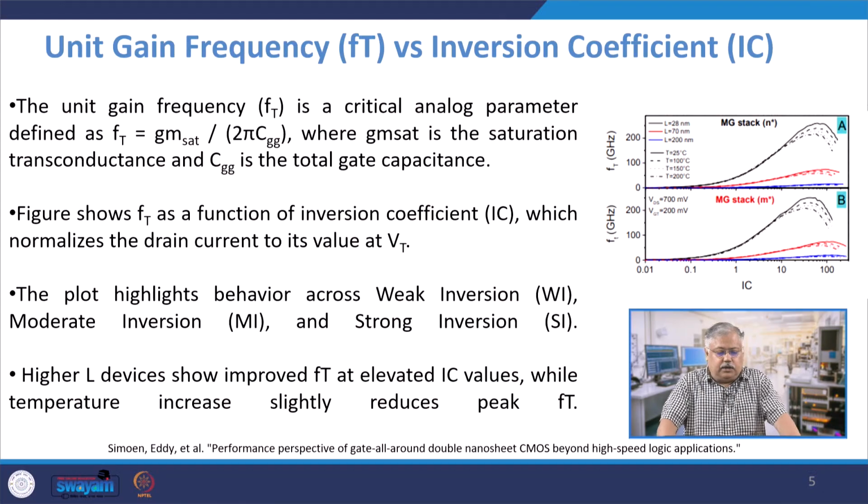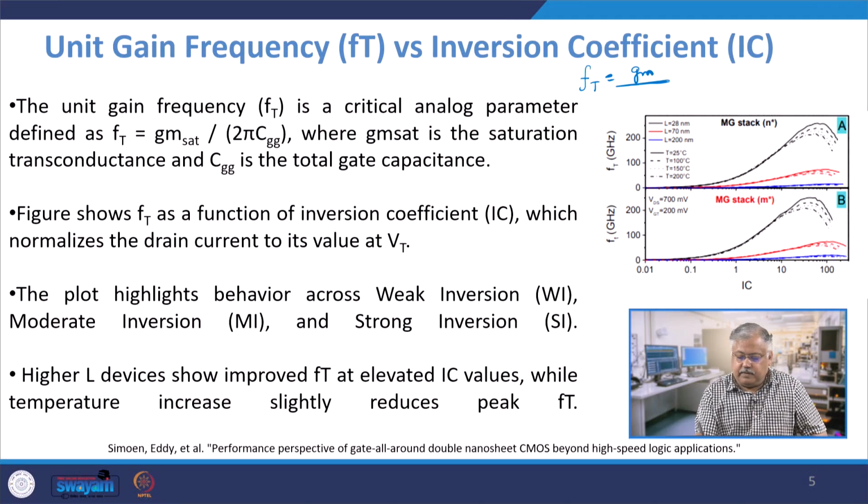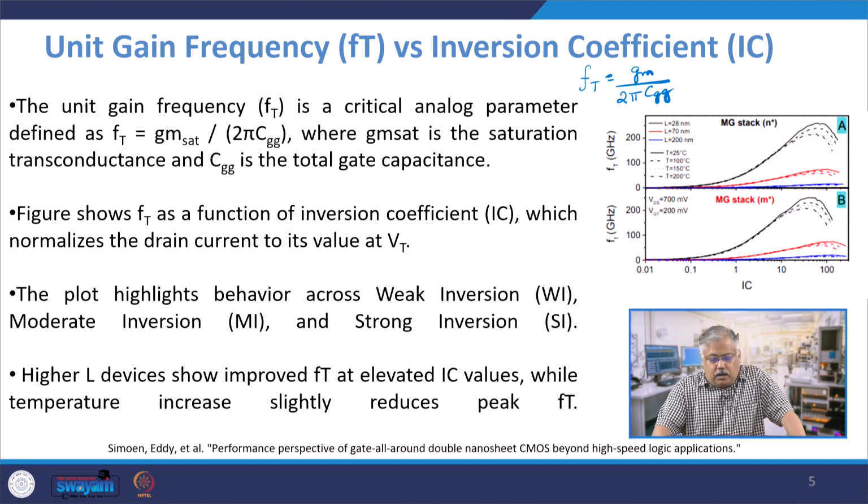This is the unit gain frequency with respect to inversion coefficient IC. The unit gain frequency is defined as GM sat, the saturated transconductance, divided by 2 pi CGG. So, FT is defined as maximum GM sat divided by 2 pi CGG. CGG is the gate stack capacitance, the total capacitance. And if you plot FT with respect to IC, IC is the normalized inversion coefficient, which is basically the drain current normalized to the threshold voltage.